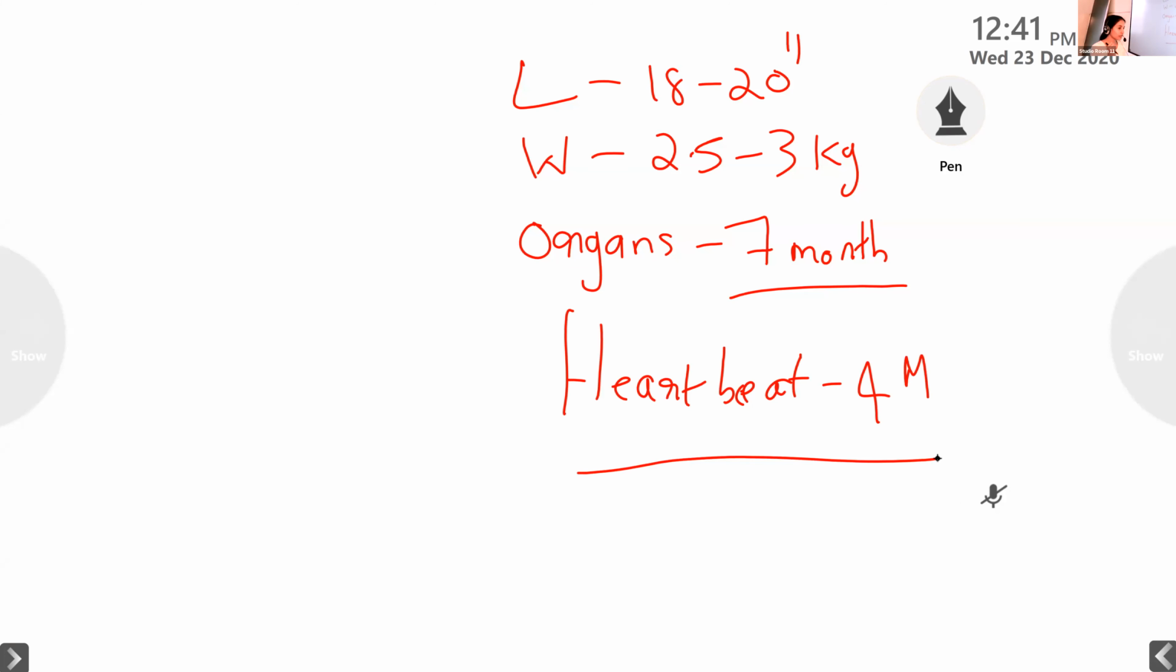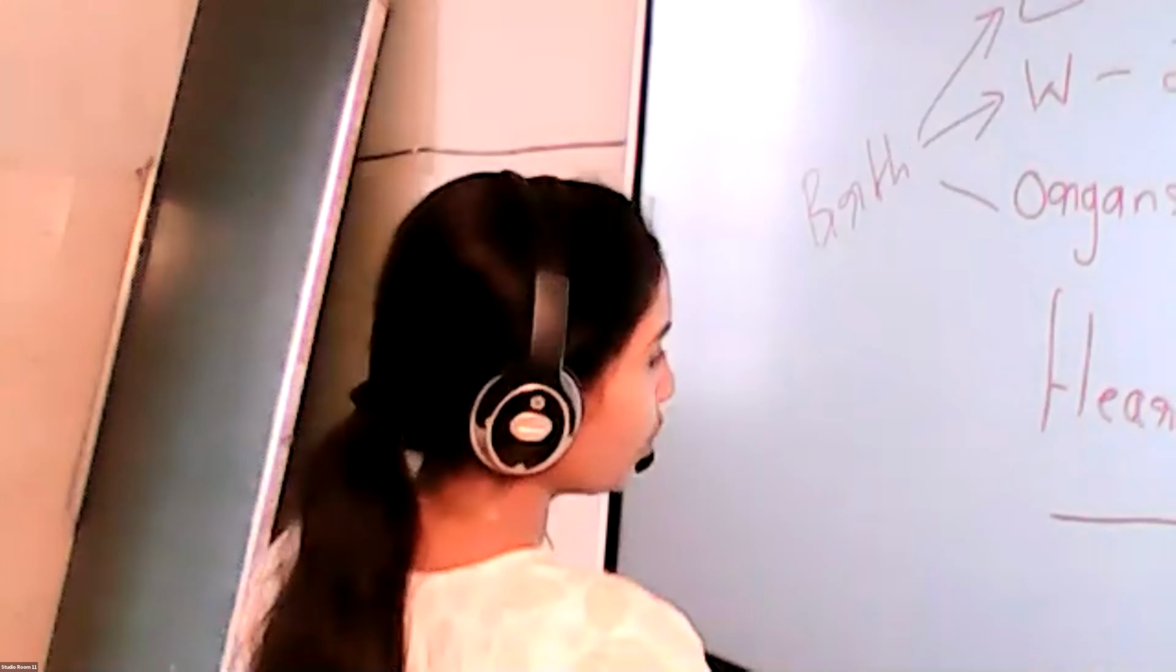Okay, the fourth month. So during the birth time, the length of the baby is 18 to 20 inches, and the weight is approximately 2.5 to 3 kgs, and almost all the organs develop by the seventh month of the pregnancy, and the first heartbeat is in the fourth month. Is it clear? Okay. So that's all about the prenatal period.